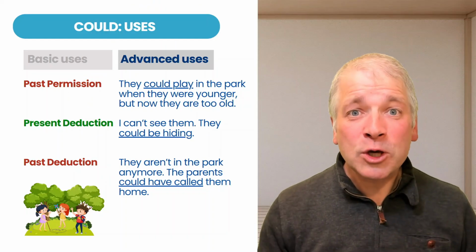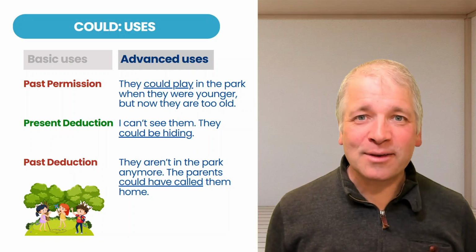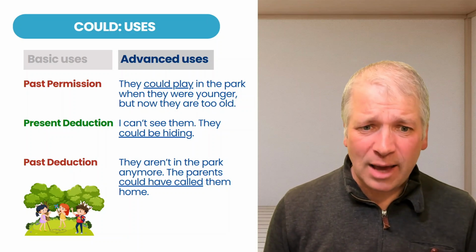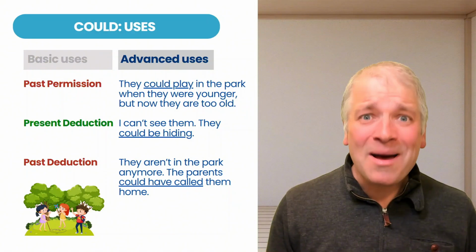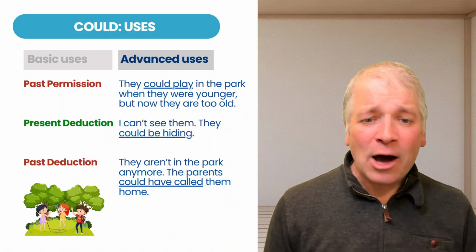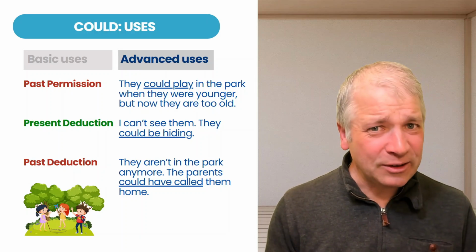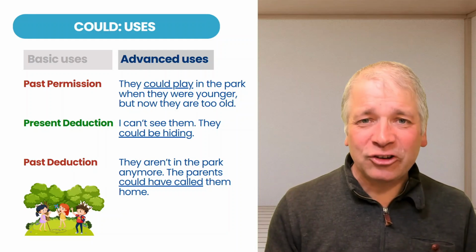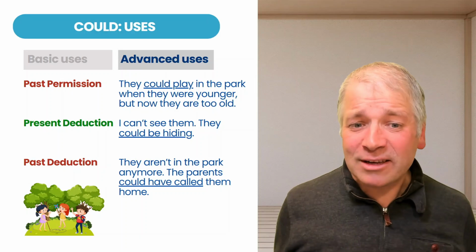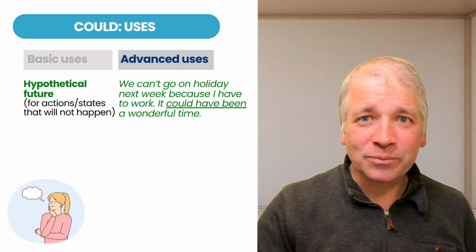We can also use could for deduction, both in the present and the past. Look at the slight difference though. With the present deduction, we say this, I can't see them, they could be hiding. With past deduction, they aren't in the park anymore. The parents have called them home. Did you see the difference? With present deduction, use could be followed by the ing form. For past deduction, could have followed by the past participle.